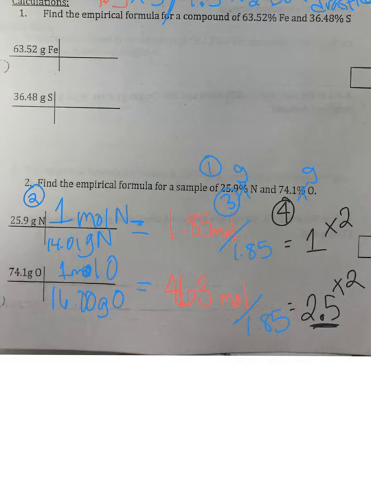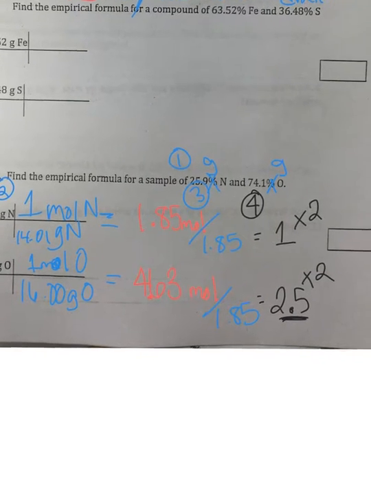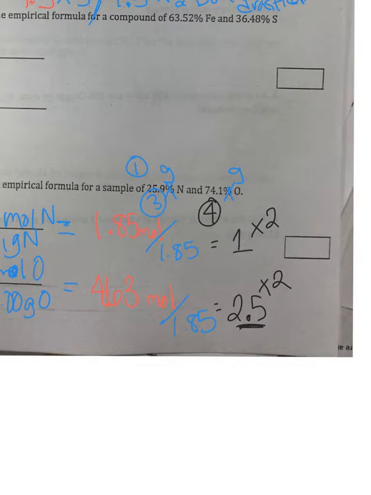That'd be 5, right? Is that 5? Yep. Okay. We're going to multiply both of them by 2. So then you're left with 2, and this guy is a 5. So you have N2O5. And that's it. That's your empirical formula. Okay? Cool? Not too bad, right?